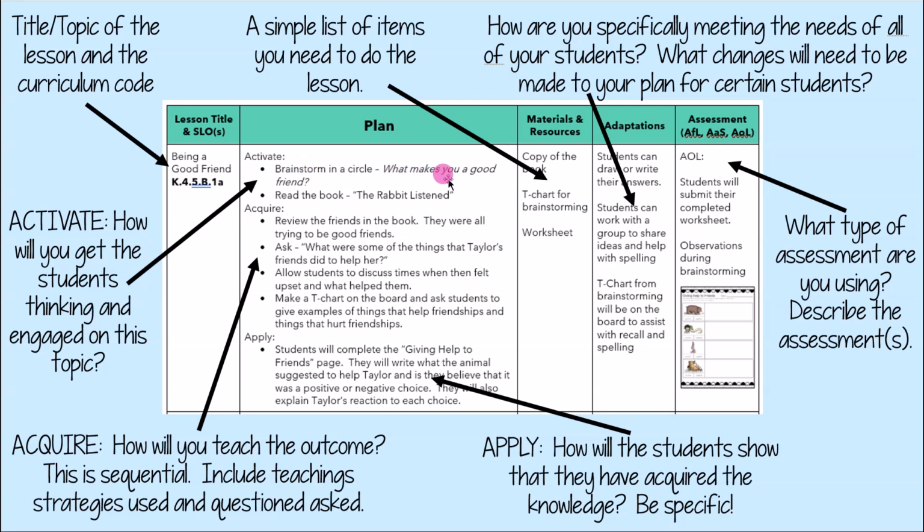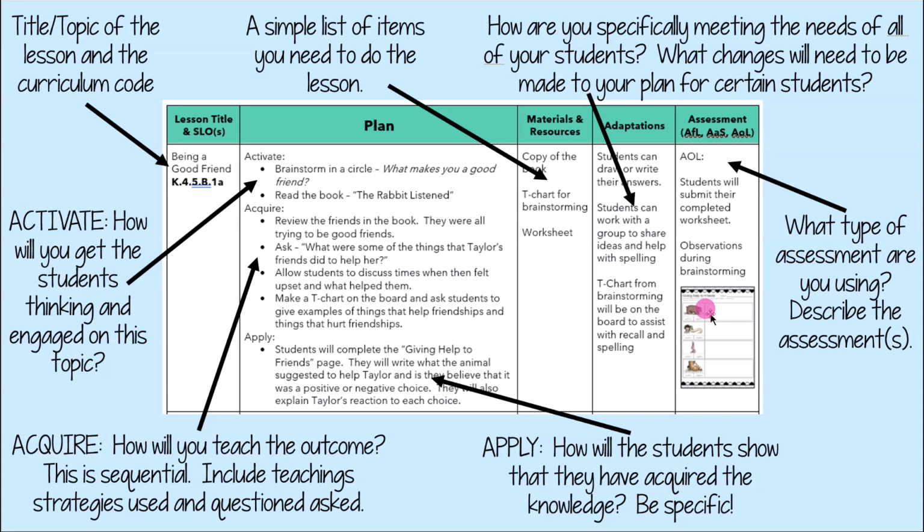Now we're at activate. How are you getting the students to think? It's just like a lesson plan. Brainstorm in a circle: what makes you a good friend? Read the book The Rabbit Listened. Acquire, how you teach the outcome. This is sequential. Include the teaching strategies you're going to do. So I'm making a T-chart. This is how I'm teaching it and what I'm teaching. I have the specific questions I want to remember to ask. And then the apply: how are they going to show what they know? How are they going to practice on their own? And they have a sheet that they're going to be filling out.